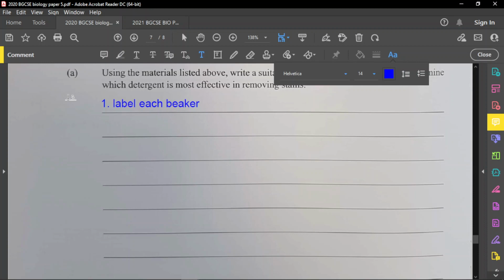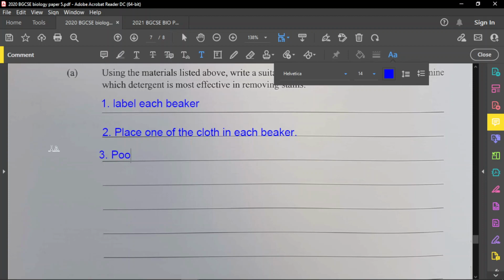All right. Next thing we'll do is to place the cloth in the beakers. We're gonna place one of the cloth in each beaker. Okay, that's very important. And next thing we're gonna do, after we place the cloth in each beaker, is to pour some water over it. So you're going to pour water over the cloth.